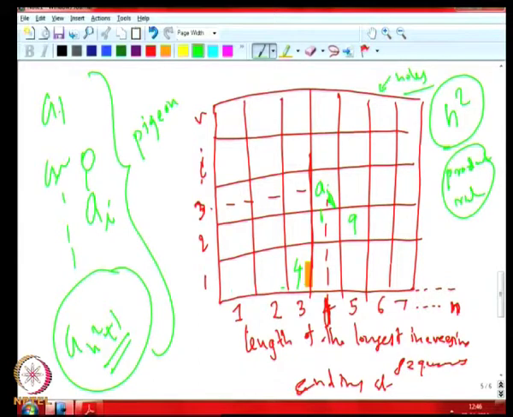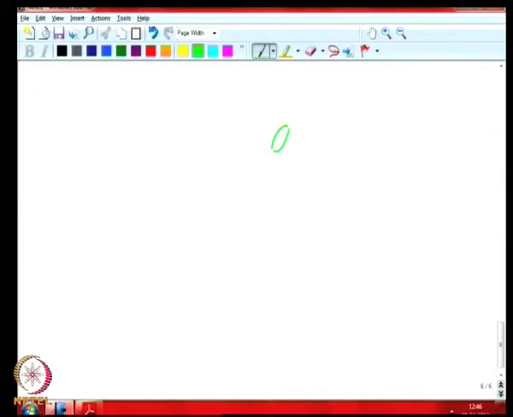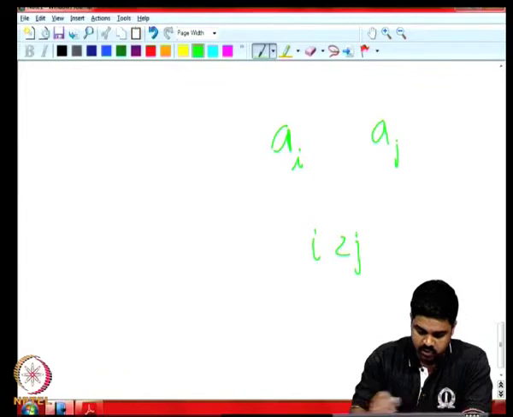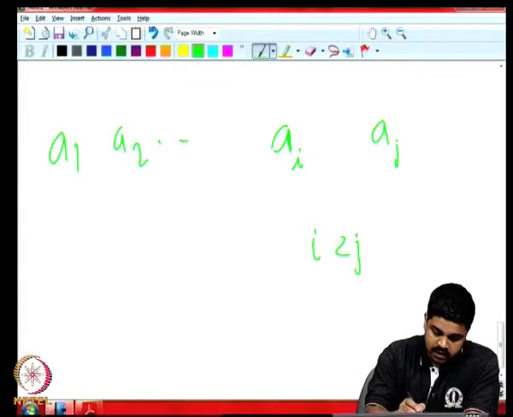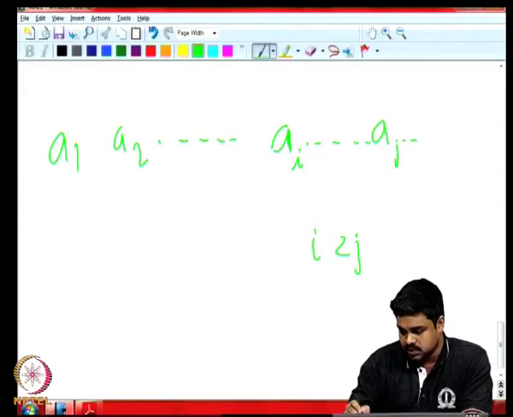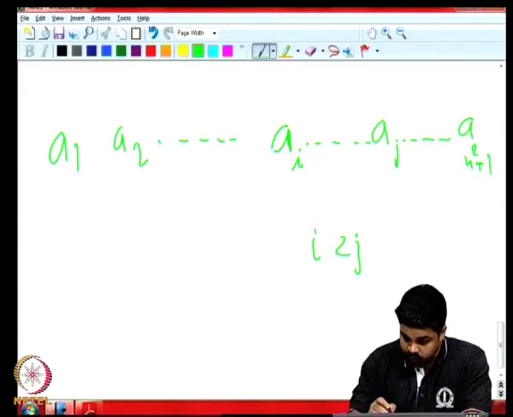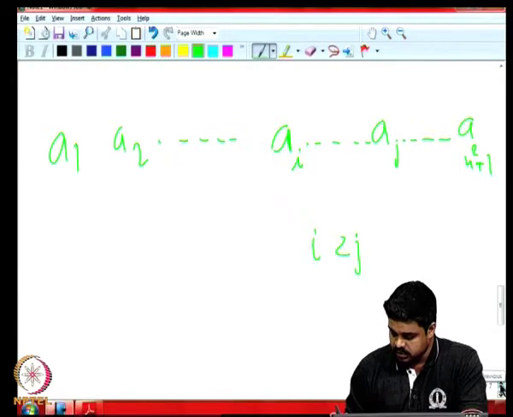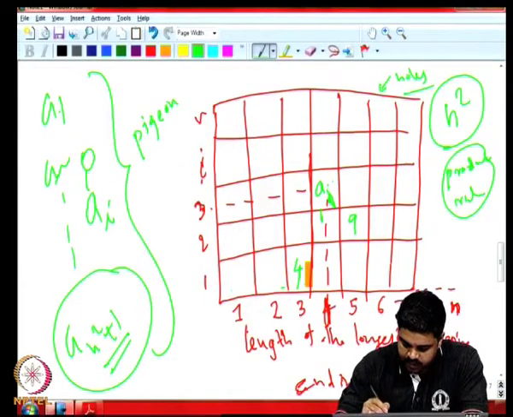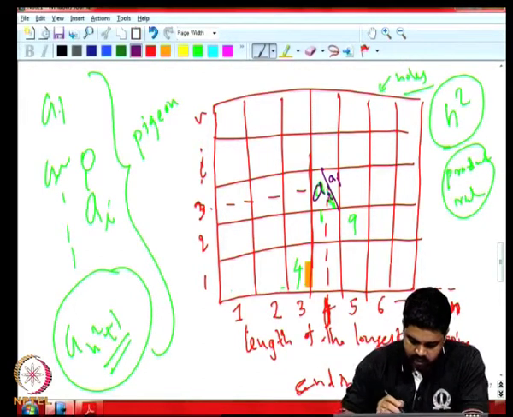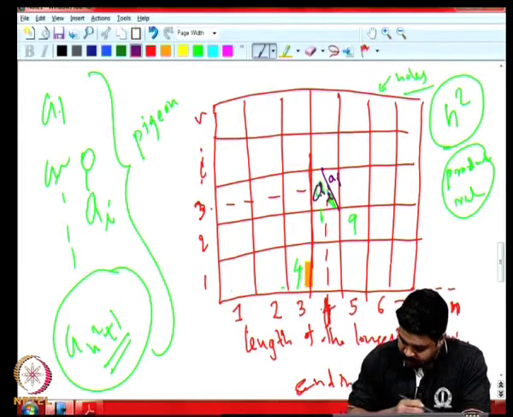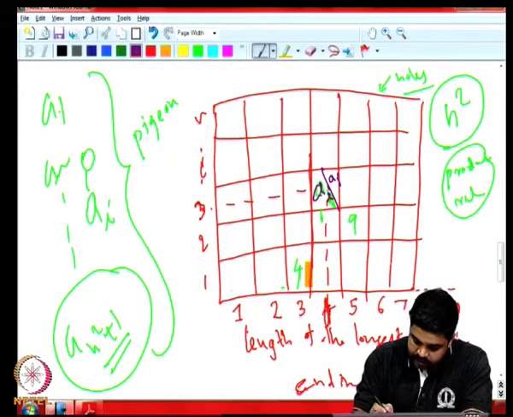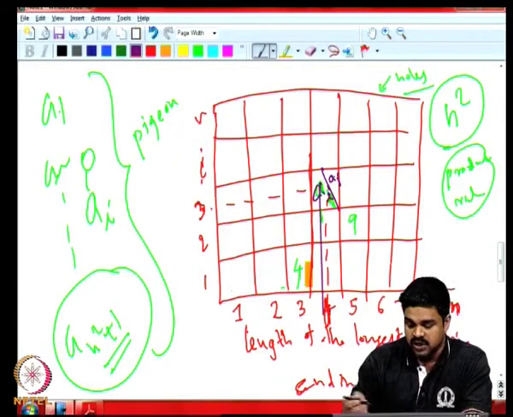So 2 pigeons should occupy the same square. That means there should be some number ai and some number aj. Let us say, without loss of generality, j is greater than i in that ordering, starting from a1, a2 like this, so ai and then aj, until a_{n^2+1}, which occupied the same square. That means both this ai and aj came here in this square. The number written above it in that sequence was also the same, maybe here 4, and the number below it was also the same for both ai and aj, right.